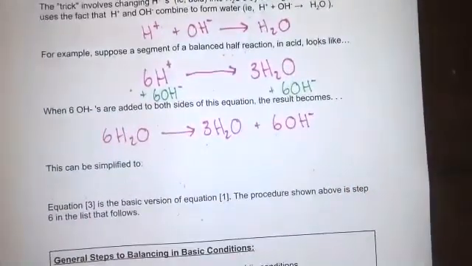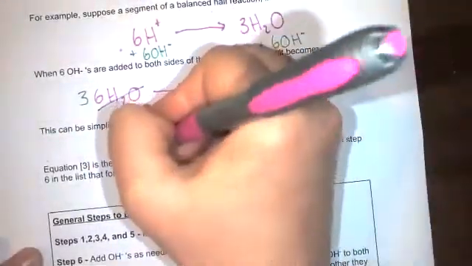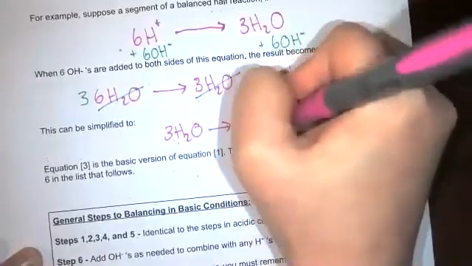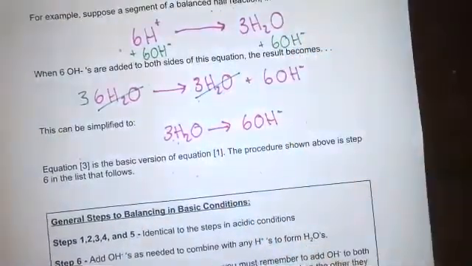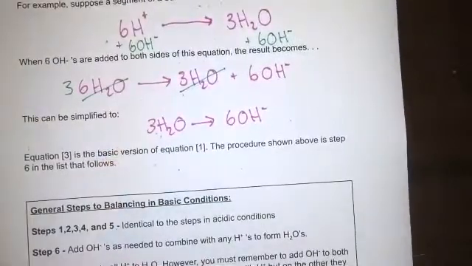Well, I have water molecules on either side. These can be simplified. 3 will take away the 3 here, so I'm left with 3 since I started with 6. And now I have a total of 3 water molecules to give me 6 hydroxide. And that is how I've converted an acid now into basic conditions.